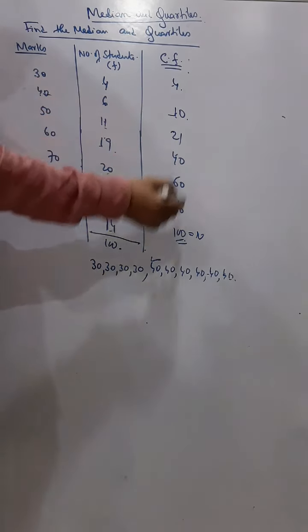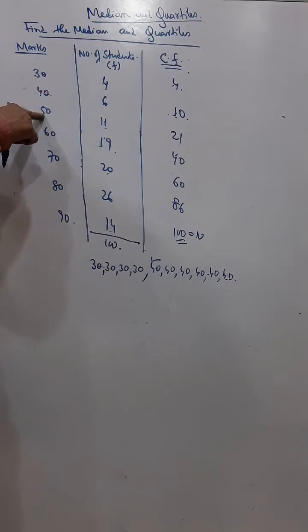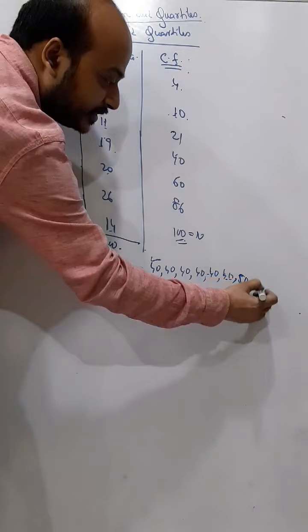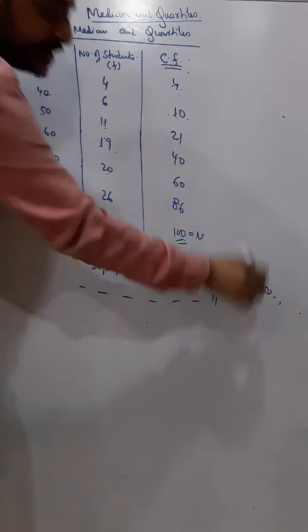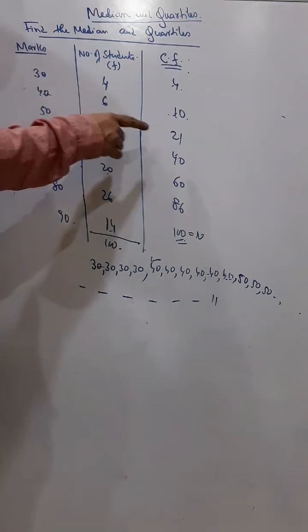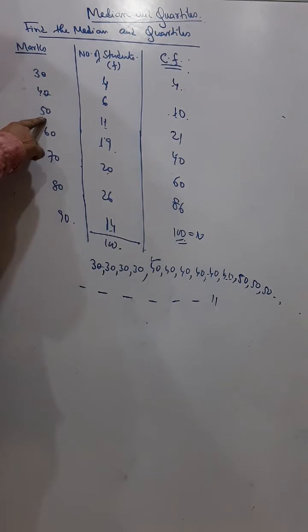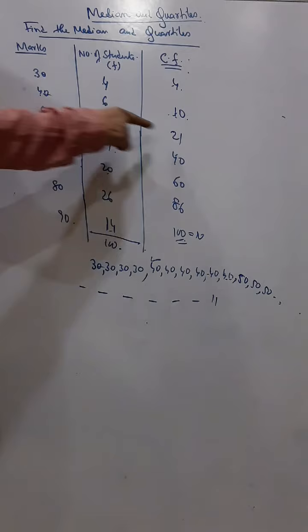And after the 10th term, what will be my next number? My next number will be 50. How many times? 11 times. So that means 50 and 50 and 50 and 50 and 50, 11 times 50 is there. So when I ask you what is the 11th term, you will say it is 50. What is the 12th term? It is 50. What is the 13th term? That is also 50. What is the 21st term? That is 50.